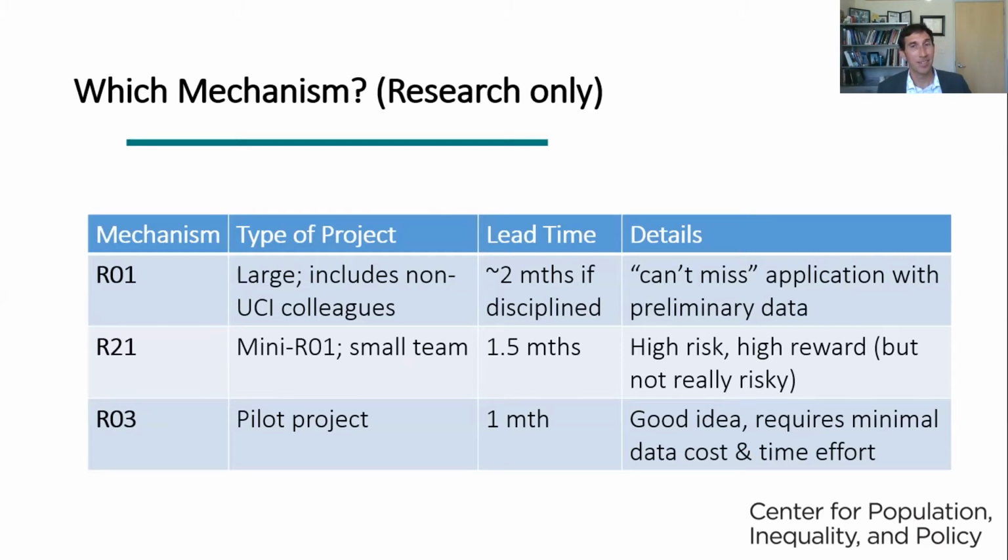which basically means if you decide to write an R21 today for the June 16th deadline, you have 1.5 months. So it's not by accident that I'm giving this talk today, because the June 16th deadline is a month and a half from today, basically. And then a pilot project R03, maybe a month. But again, we can quibble about the different lead times, but just to give you a sense of what I think it takes.